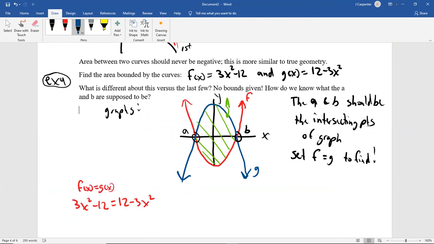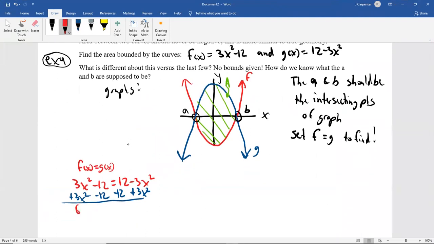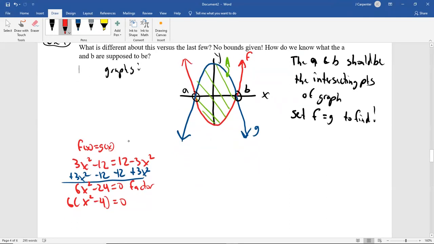Well, this is quadratic. The biggest term I see is an x squared, so let's move everything to one side. Let's keep the biggest term positive, so let's add the 3x squared to both sides and subtract the 12 on both sides, which should give us 6x squared minus 24 is equal to 0, which is easy to factor. There's a GCF of 6. You'll pop that out, and you'll be left with x squared minus 4. That's a difference of squares. So that's 6 times x plus 2 times x minus 2 equals 0.